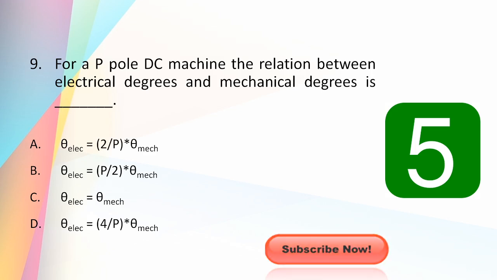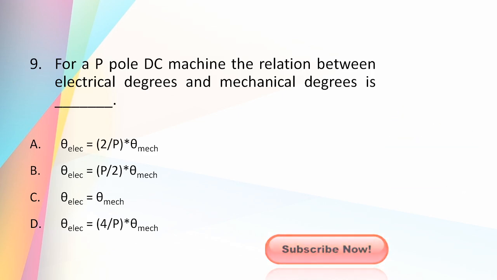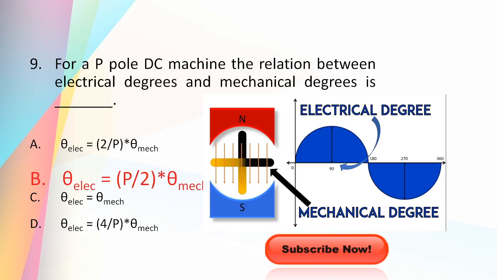For a P-pole DC machine, the relation between electrical degrees and mechanical degrees is: theta electrical equals 2 by P theta mechanical, theta electrical equals P by 2 into theta mechanical, theta electrical equals theta mechanical, theta electrical equals 4 by P into theta mechanical. And the answer is electrical degree is equal to P by 2 times mechanical degrees. So always to find the electrical degree, we have to multiply the mechanical degree with P by 2.